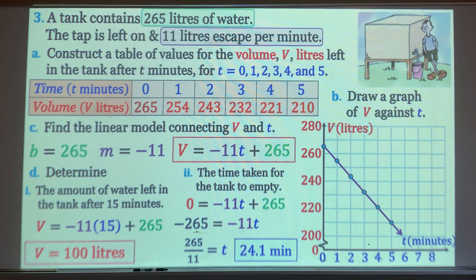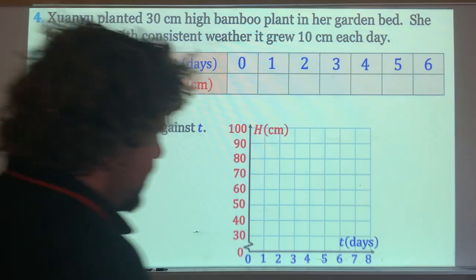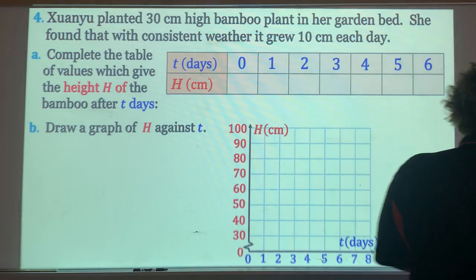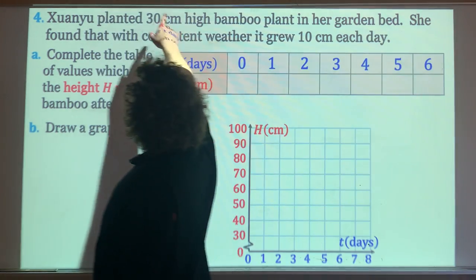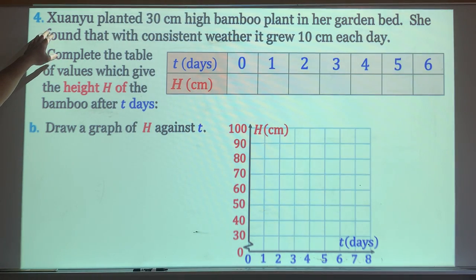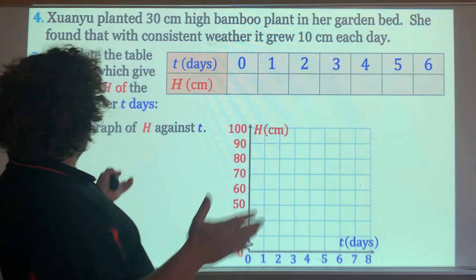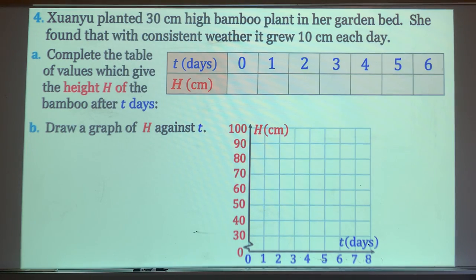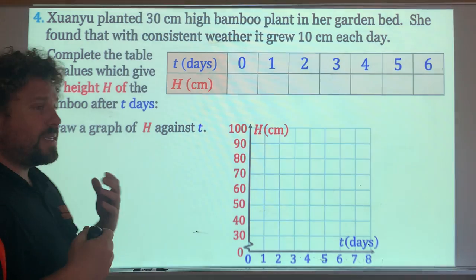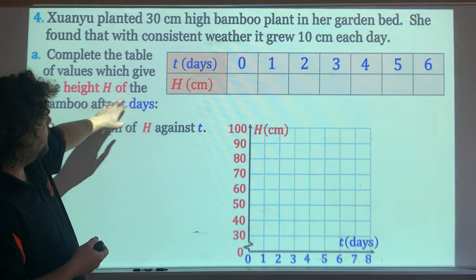Let's go on to number 4. This is a quick and easy lesson. About 2/3 through. Zanu, maybe, planted a 30-centimeter-high bamboo plant in her garden bed. She found that with consistent weather, it grew exactly 10 centimeters a day. All right? Complete the table of values.